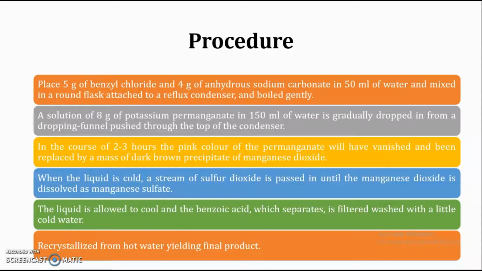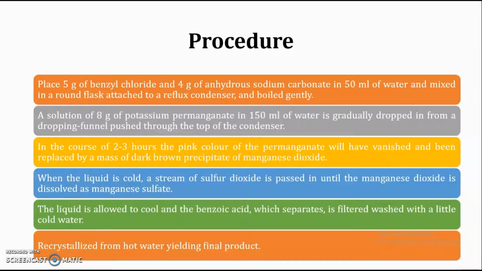Means after 2 to 3 hours, what happens? Pink color of permanganate will vanish, it will disappear, and there will be formation of manganese dioxide. Now, when the liquid is cold, a stream of sulfur dioxide is passed until the manganese dioxide is dissolved as manganese sulfate. Here there are two ways. Either we can add the solution of sodium sulfite, or we can pass a stream of sulfur dioxide. It is quite difficult to pass the sulfur dioxide stream. So here we are going to employ the addition of sodium sulfite.